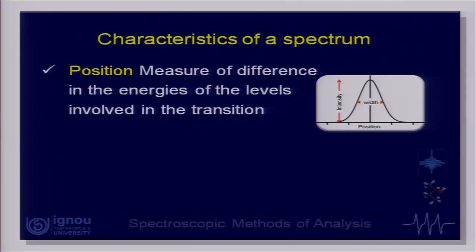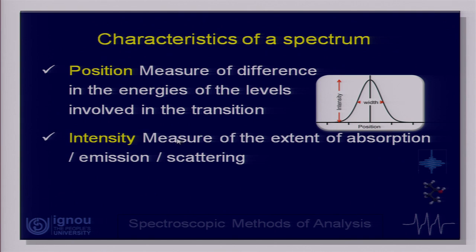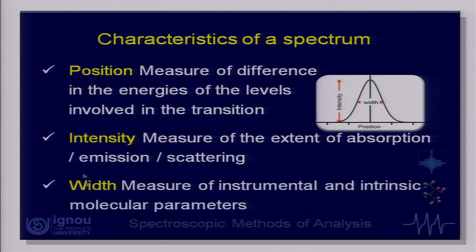To begin with, let me just put things in perspective. Of these three characteristics, the first one, position, is basically a measure of the difference in the energies of the levels involved in the transition. I'll elaborate on that. Intensity is a measure of the extent of absorption or emission or scattering, to what extent the radiation is absorbed. Position tells me which radiation is absorbed, and intensity tells me how much of it is absorbed or emitted. And the third one is called the width. It is a measure of instrumental and some intrinsic molecular parameters. We'll elaborate on that.